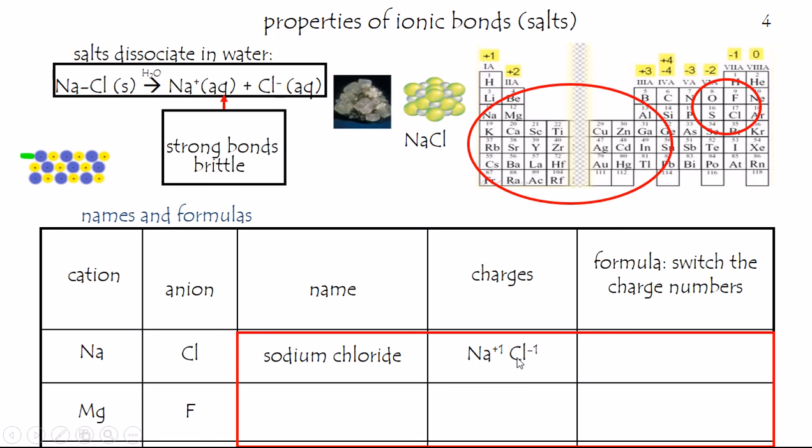Or just recognize that this is an uncharged ionic compound. Ionic compounds are always uncharged. So that's the quick way to come up with the ratio, 1 sodium for 1 chlorine. The reason we did that is because it's not the case with magnesium fluoride.